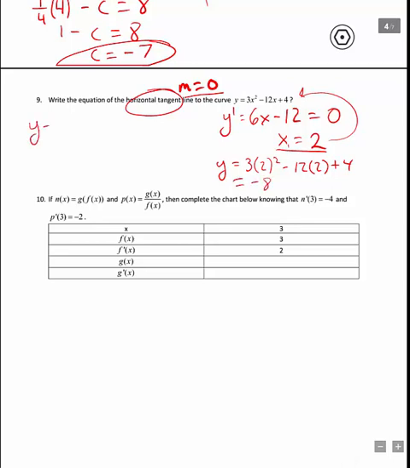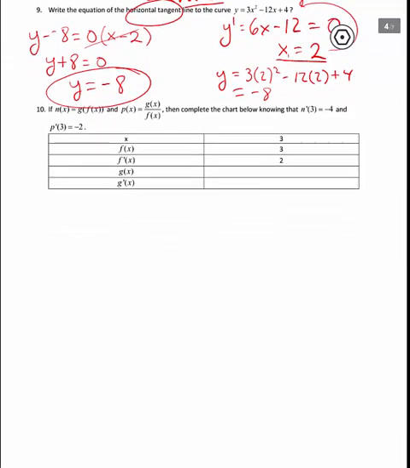So y minus y1 equals m times x minus x1. 0 times anything goes to 0. That's y plus 8 equals 0, or y equals negative 8.